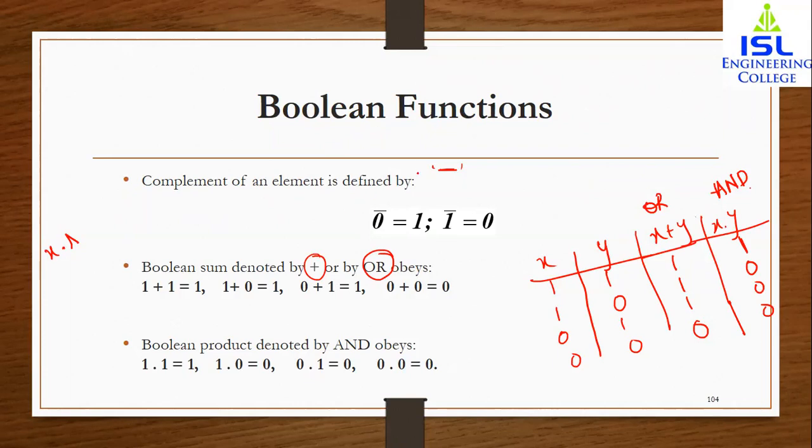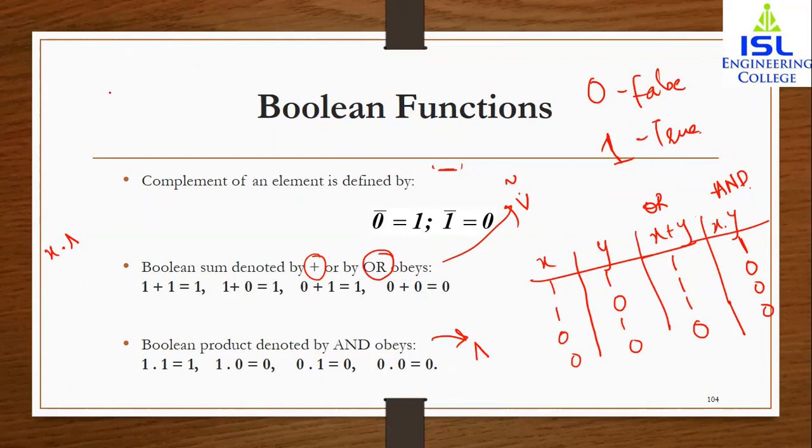And here the complement, Boolean sum and Boolean product correspond to the logical operators negation, or is or, and and is and, where 0 is your false. Remember this, 0 is basically false and 1 is true. So true is 1 and 0 is false. And equalities in Boolean algebra can be directly translated into equivalences of compound propositions.